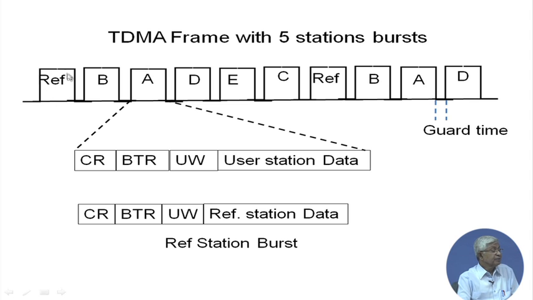There is a reference burst, and then say the first burst timing is given to station B, the second one for station A, then D, then E and C, like that, and it repeats after that. So there is a frame here, from one reference to the beginning of the next reference. This we can call a frame.